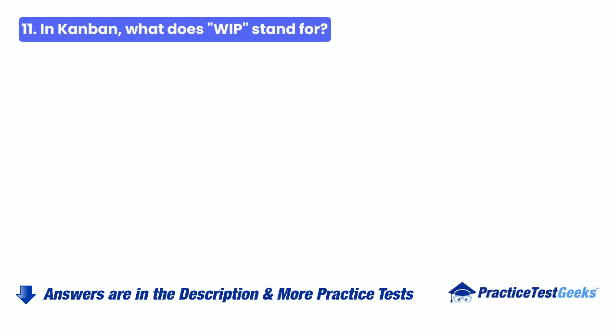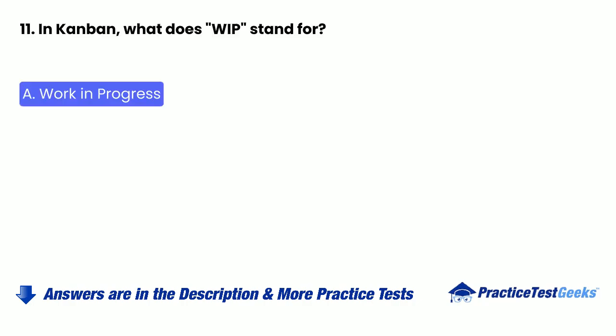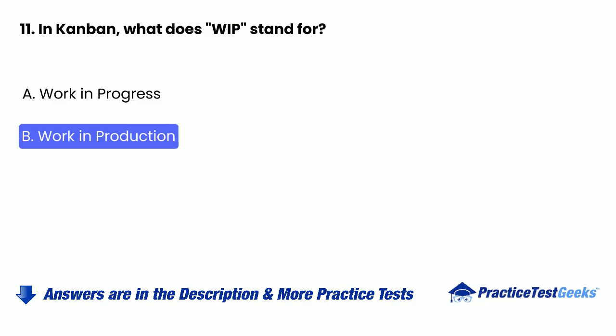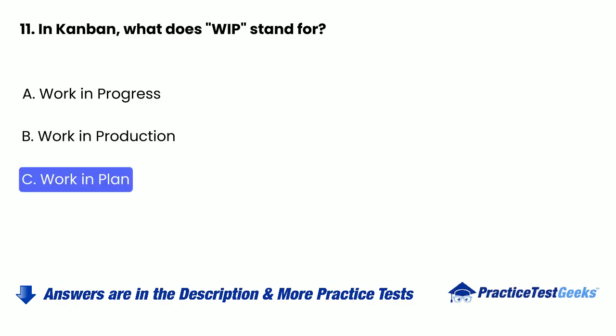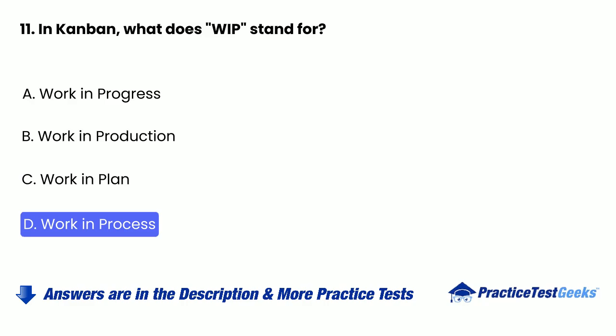(11) In Kanban, what does WIP stand for? A. Work in progress. B. Work in production. C. Work in plan. D. Work in process.